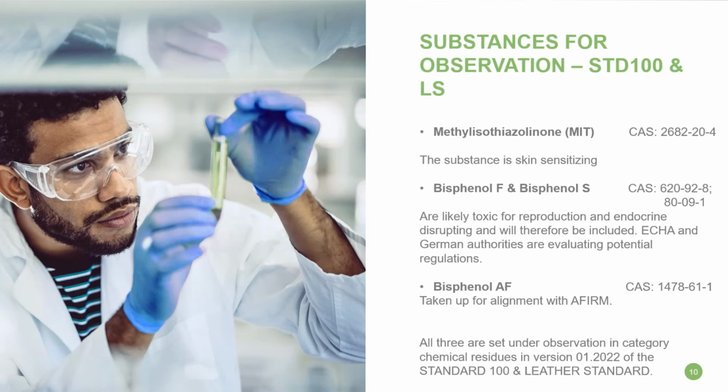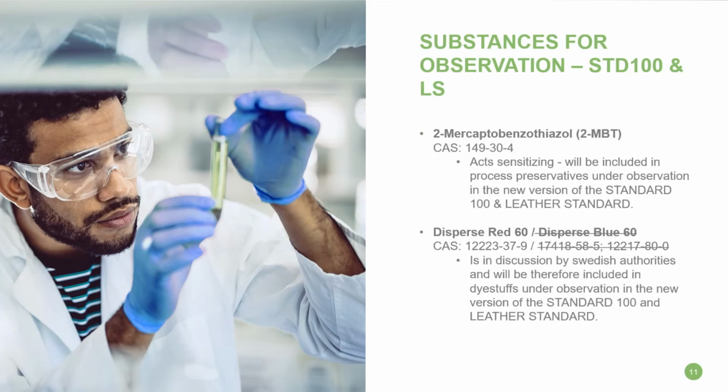And again, those can be found on our website, and these changes will go into effect on the 1st of April. And the last two substances that were added under observation are 2-MBT, which acts sensitizing and will be included as well in the process preservatives as under observation. And the last one is Disperse Red 60, which is in discussion by Swedish authorities, and we wanted to make our own risk assessment and see what the relevance is in the textile industry for this colorant.